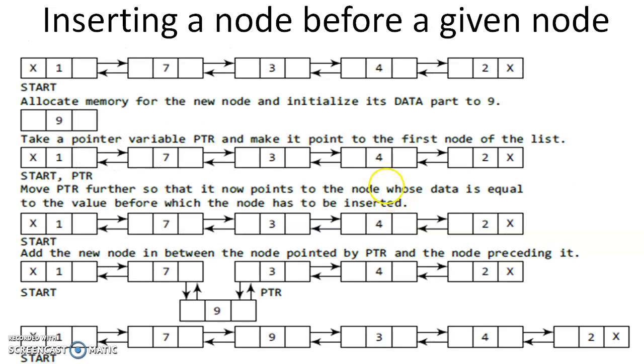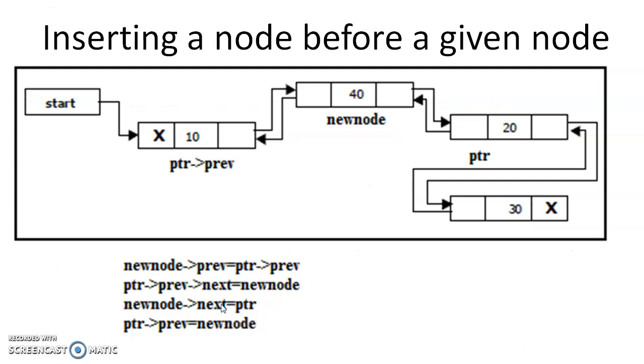Next, I want to insert a node before a given node. As an example, I want to insert 9 before 3. So I am checking, pointer is starting here. Is 1 equivalent to 3? No. I am going to 7. Is 7 equivalent to 3? No. I am going to the next one. Is 3 equivalent to 3? Yes, it is equivalent to 3. This is pointer. This is pointer of previous. I am inserting in the middle of this 7 and 3, this 9. That we will see with an example.